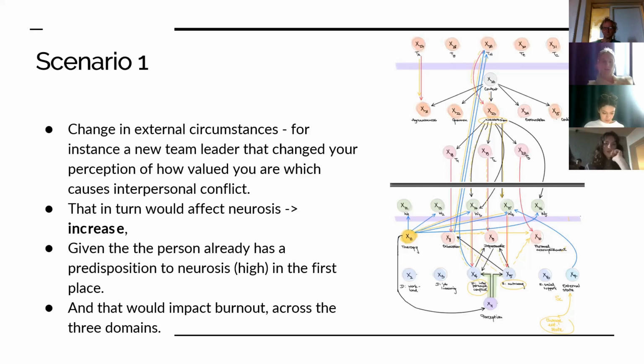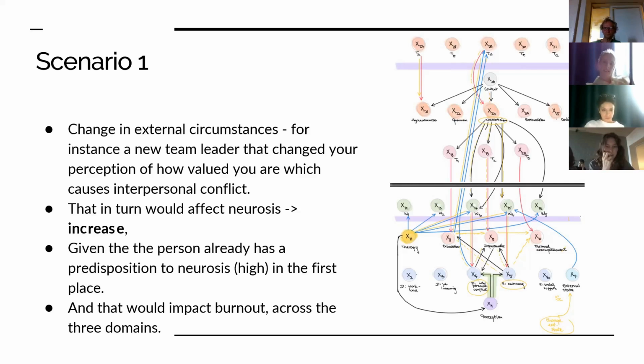So we thought about, for instance, a person with high neuroticism who gets a new team leader. And therefore the perception of autonomy of this person goes lower, and autonomy then negatively influences depersonalization. So because of the new leader, the person has a perception of lower autonomy, which increases the depersonalization state. And because the person is highly neurotic, the threshold for depersonalization was already low, so the person already has a higher chance of being depersonalized. And because of this lower autonomy, it becomes even more of a risk.